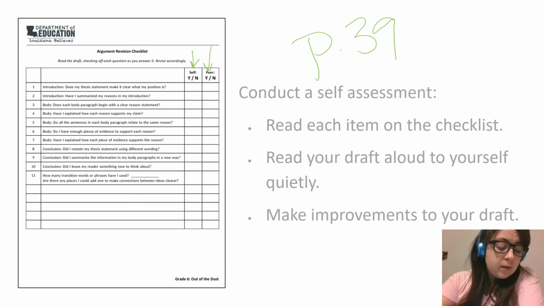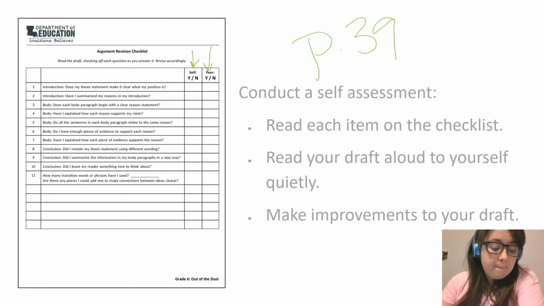Question 10, conclusion. Did I leave my reader something new to think about? Okay, so yes or no. Remember, you want them to be thinking, but you don't want them to kind of second guess what you've said.